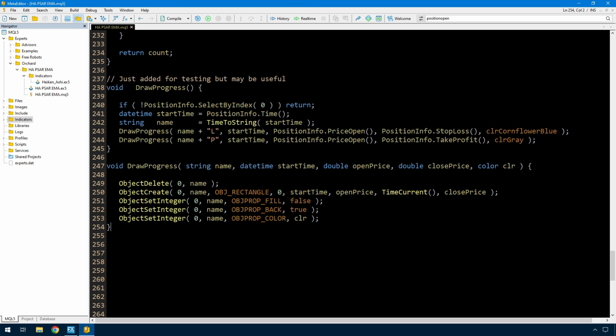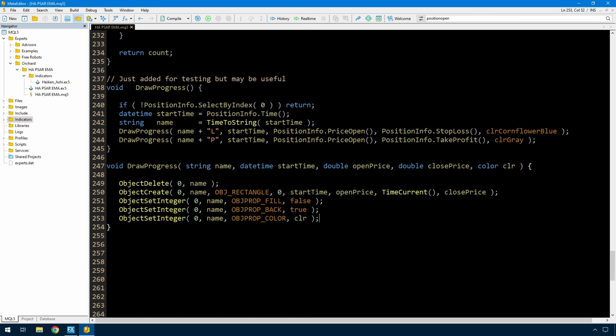The detailed draw progress. First I'm deleting the object. It's easier to just delete it and make a new one each time than to look for the object and then update it. So chart number 0, which is the current chart, that name I'm deleting. I'm creating it again, name, it's a rectangle, it's on subchart 0, it's the main chart, from the start time and the open price until the current time and the close price, whatever the close price and the open price are that are supplied to the function. And then I'm just saying it has no fill, it's a background object, and I'm setting the color.